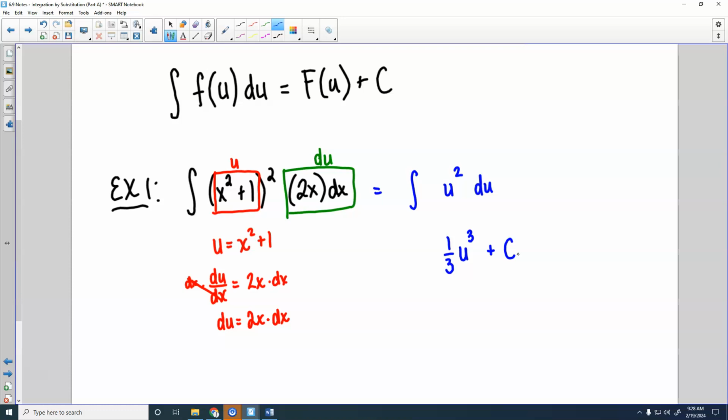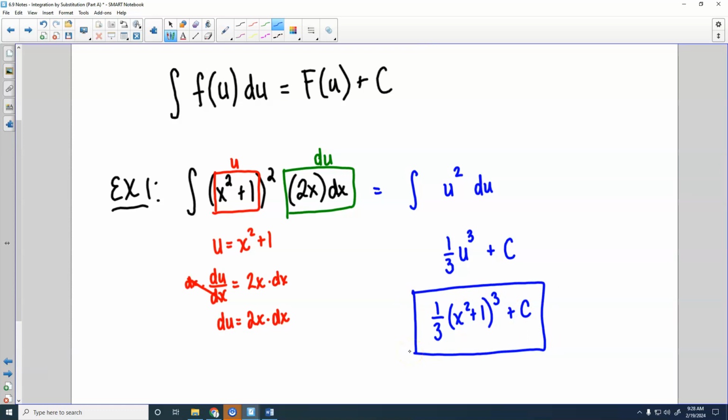Now, we're not quite done because we don't want u's in our problem. What we're going to do is that u equals x squared plus 1, so we're just going to plug it back in. 1/3 x squared plus 1 to the 3rd power plus c. And that will be our answer.